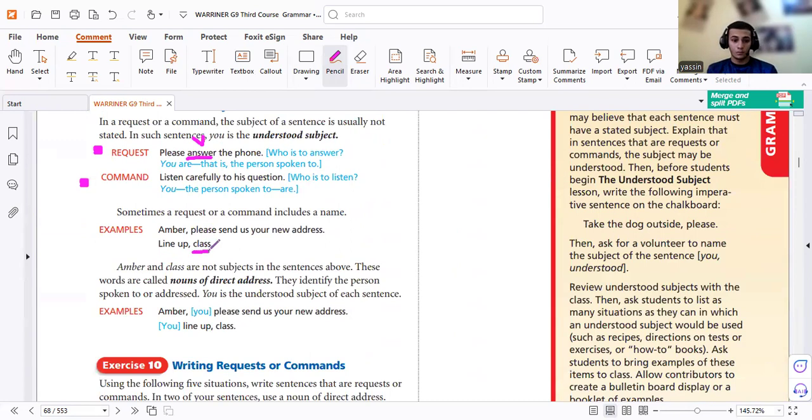Sometimes we can mention the name, like "Lineup class", so the class is the subject and this is the verb, no problem, complete meaning. "Amber, send": Amber is the subject, send is the verb. So who is going to send? Amber, so Amber is the subject and send is the verb, so simple. But sometimes we can delete "you". So it's already a complete sentence.